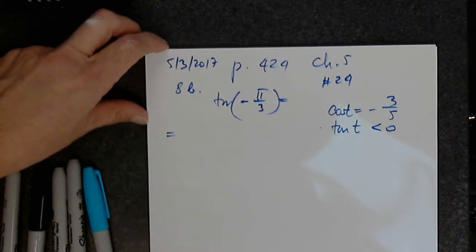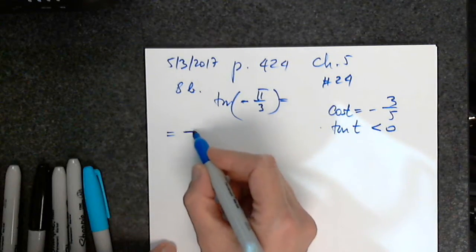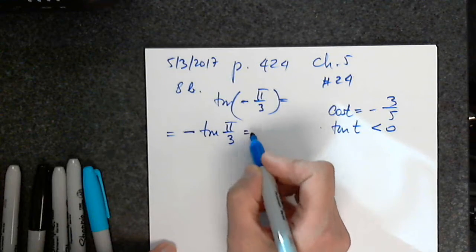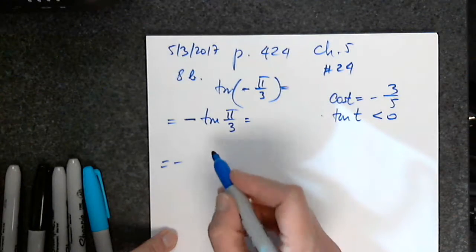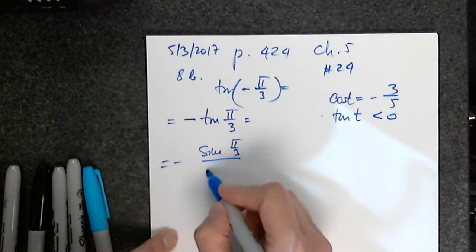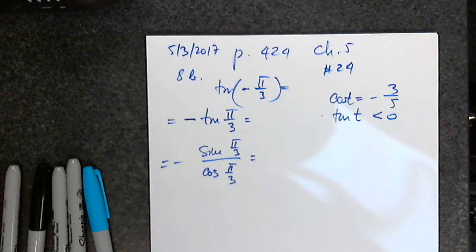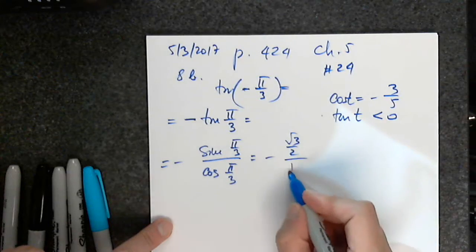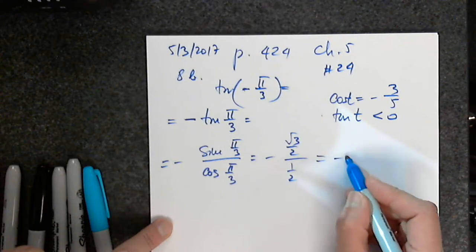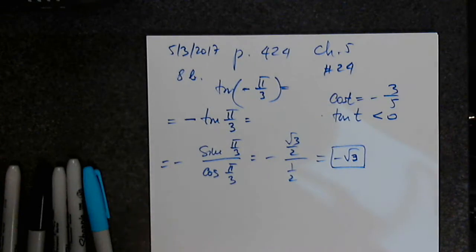This is what I would do. I remember the tangent is an odd function. If it is odd, this will be negative tangent pi over 3. I was specifically told not to memorize tangent pi over 3, but I know that this is sine pi over 3 over cosine pi over 3. And pi over 3 is the third angle in that tiny table. Sine will be the square root of 3 over 2, and cosine will be 1/2. And when I divide, I get negative the square root of 3.